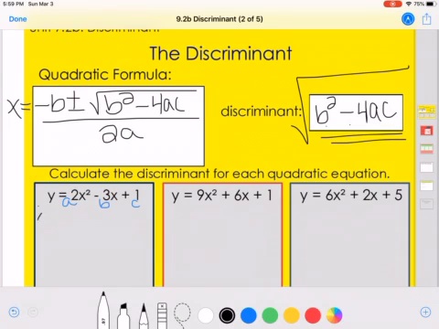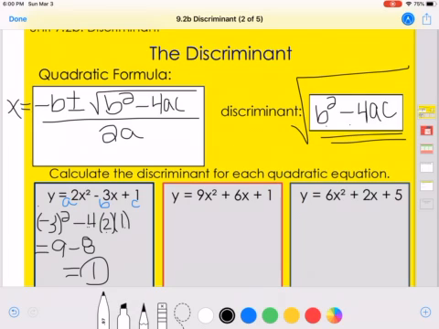Well, b squared would become negative 3 squared. Then we want to subtract 4 times our a value of 2 times our c value of 1. Well, negative 3 squared is just a positive 9. Negative 4 times 2 is negative 8. Negative 8 times 1 is negative 8. So we have 9 minus 8. Well, 9 minus 8 is just 1. And that is the number that is our discriminant.